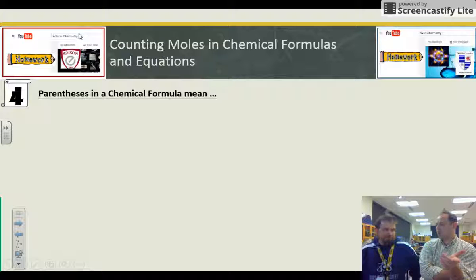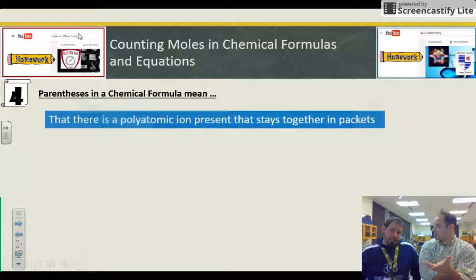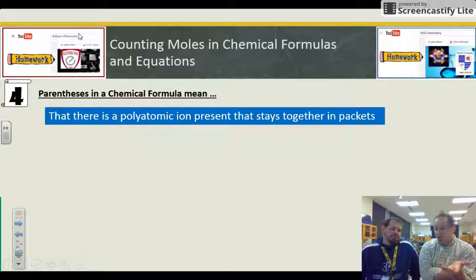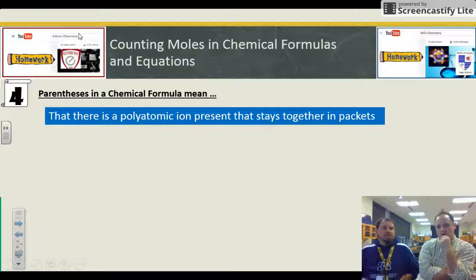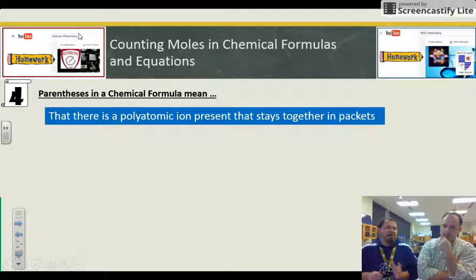But what are these? Not all chemical formulas are as simple as that one. There are some more complex ones that have parentheses. A parentheses just means there's a polyatomic ion in there, so I put parentheses around it. Sometimes even if there's a reference table. Those polyatomics are a packet, a group. They've got to stick together.